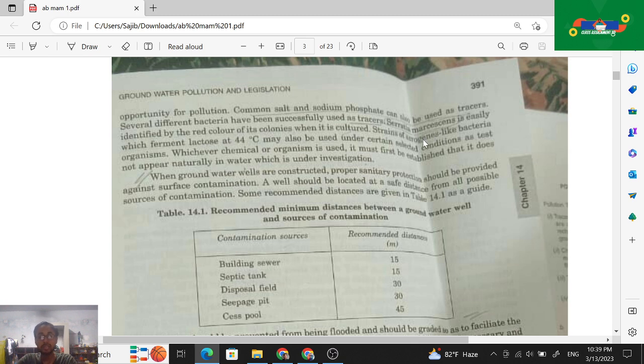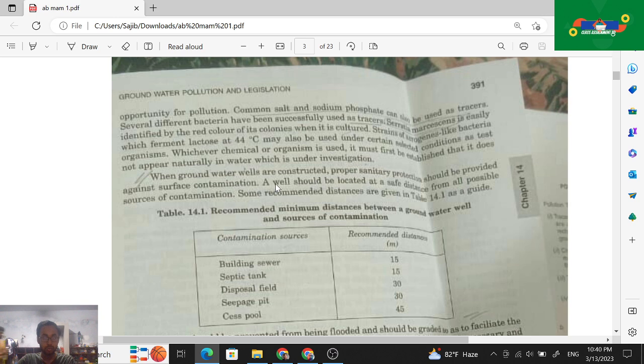Serratia marcescens is usually identified by the red color of its colonies when it is cultured, and strains of the Aerogenes-like bacteria which ferment lactose at 44 degrees Celsius may also be used under certain selected conditions as test organisms. Whichever chemical or organism is used, it must first be established that it does not appear naturally in the water under investigation.